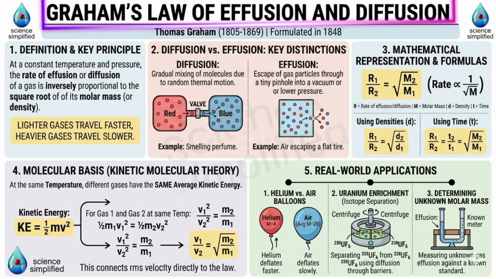Fourth, the kinetic molecular theory explains the underlying physics, showing that lighter molecules must move faster to maintain the same average kinetic energy at a given temperature. Fifth, real-world applications range from everyday observations like deflating balloons to critical industrial processes like uranium enrichment and laboratory chemical analysis. This law, formulated by Thomas Graham in 1848, continues to be a cornerstone in chemistry and physics education. Understanding it helps us grasp how gases behave in nature, in laboratories, and across major industries.